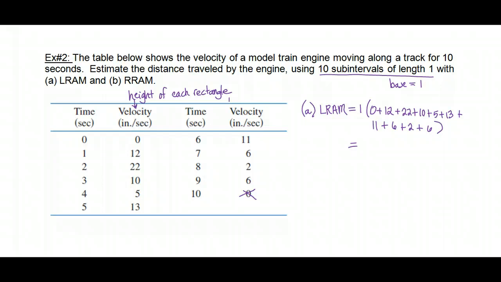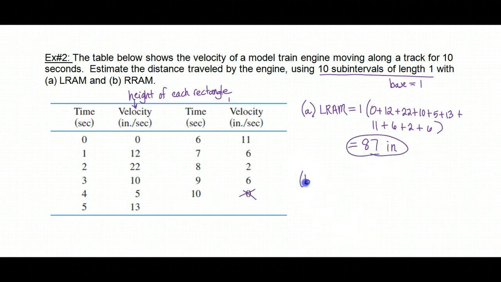Somebody go ahead and add that all together for me. 87. For this, it was moving in inches per second, and the time intervals were in seconds. So that means I get a result in inches. How far did the model train go? 87 inches. It's just a linear measure.